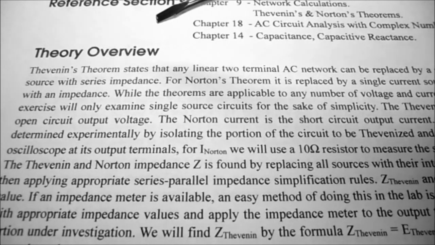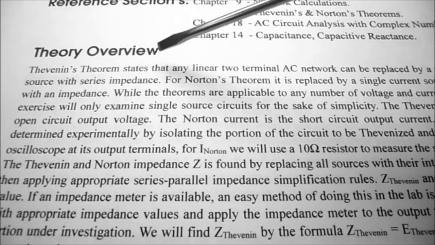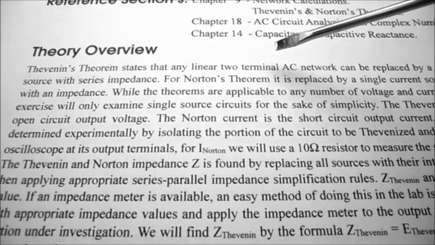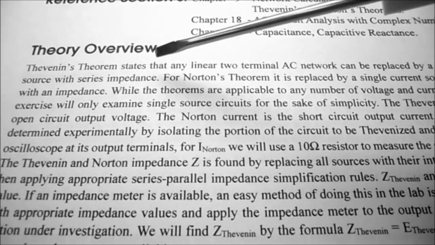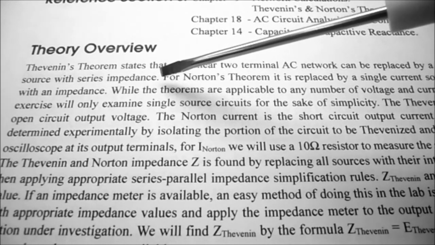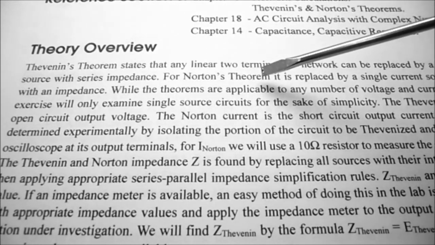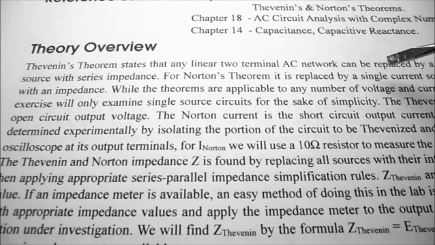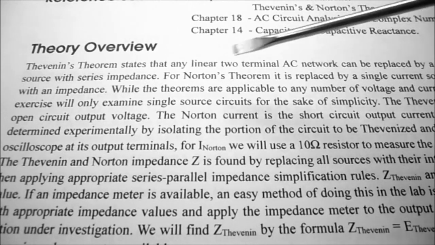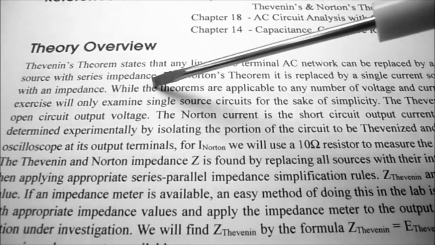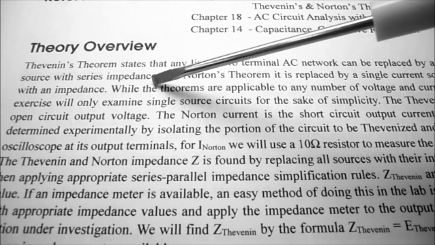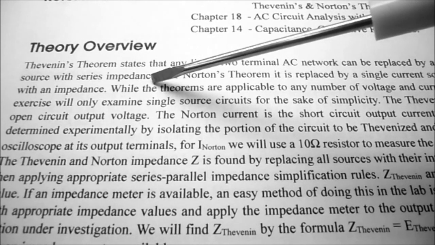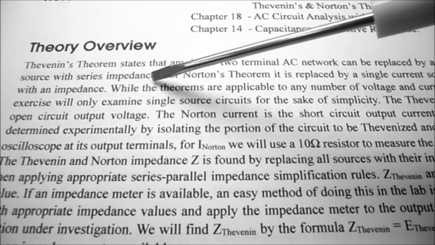So the theory overview states that Thevenin's theorem states that any linear two-terminal AC network can be replaced by a single voltage source with series impedance. For Norton's theorem, it is replaced by a single current source in parallel with an impedance. So just like a DC circuit, except now we're working with AC voltages and of course impedances instead of resistances.